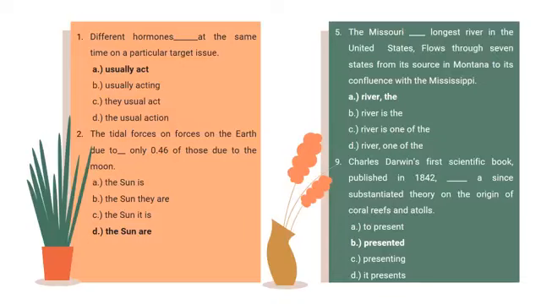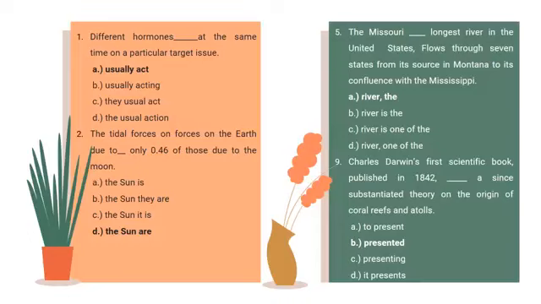The next question is: the tidal force on the earth due to the blah blah blah only 0.46 of those due to the moon. The best answer is D, to the sun are. Why D? Because the sentence is discussing agreement, and the focus of this statement is the subject and the verb in the sentence. Furthermore, the subject must agree with the verb.